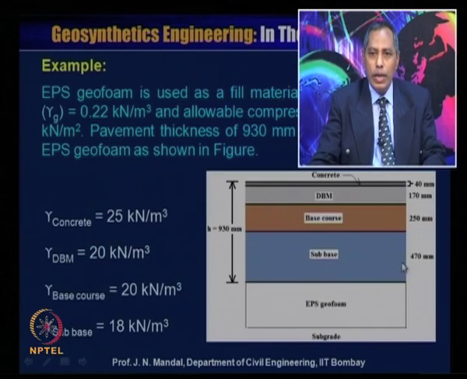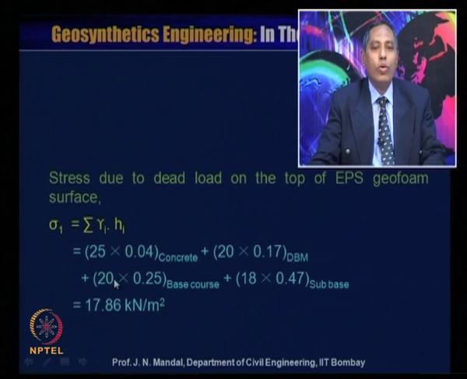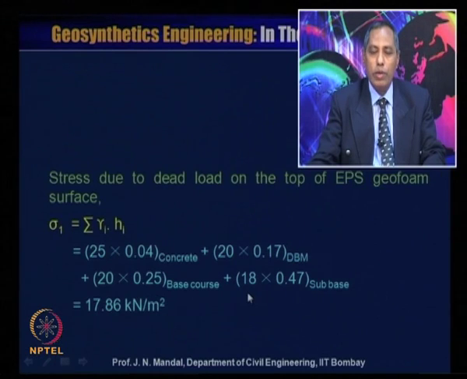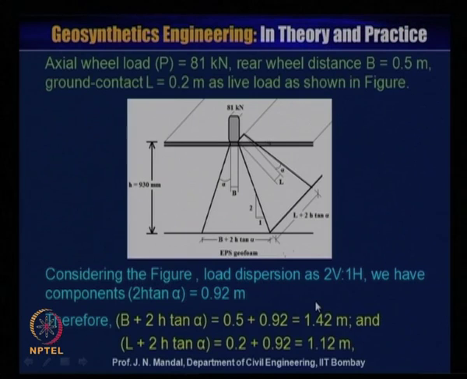Next is the base course. Base course is 20 kilonewton per meter cube and 250 millimeter, so 20 into 0.25 for the base course. Similarly, for the sub base course, this is 470 millimeter and gamma of sub base is 18 kilonewton per meter cube, so 18 into 0.47 for sub base. If you add, you get 17.86 kilonewton per meter square.